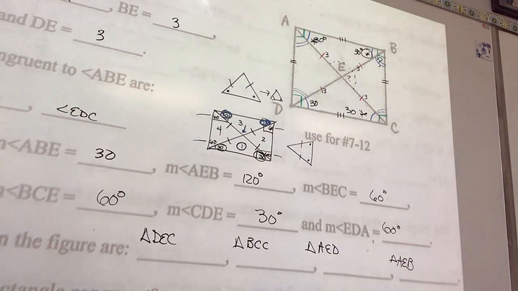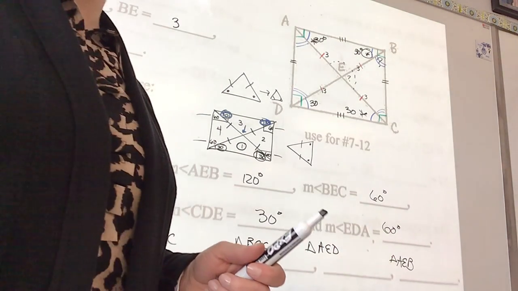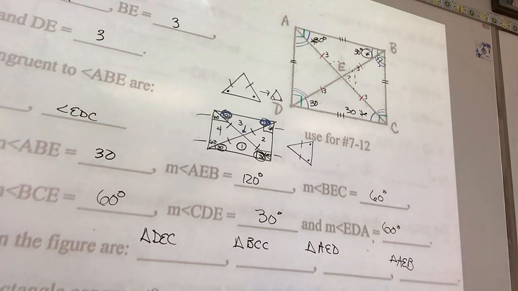The last question, are the diagonals of the rectangle congruent? Yes. Always. It's a characteristic. Are the diagonals of the rectangle perpendicular to each other? No. Excellent. Okay, we're gonna do 13 and 14, so go ahead, put in all your markings.